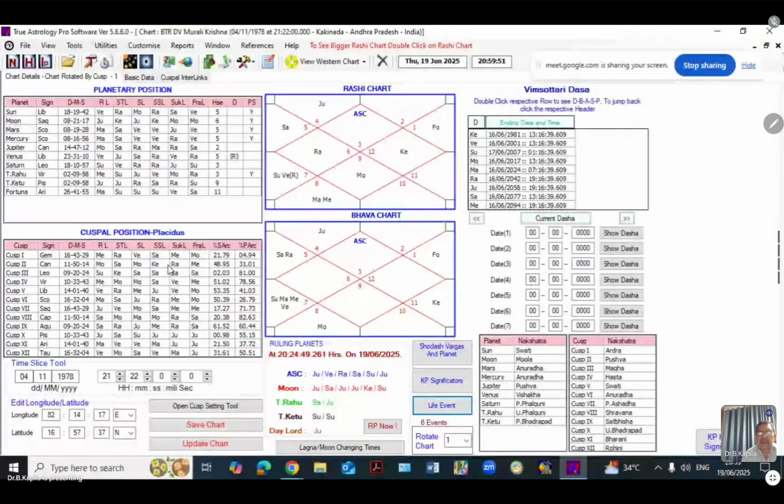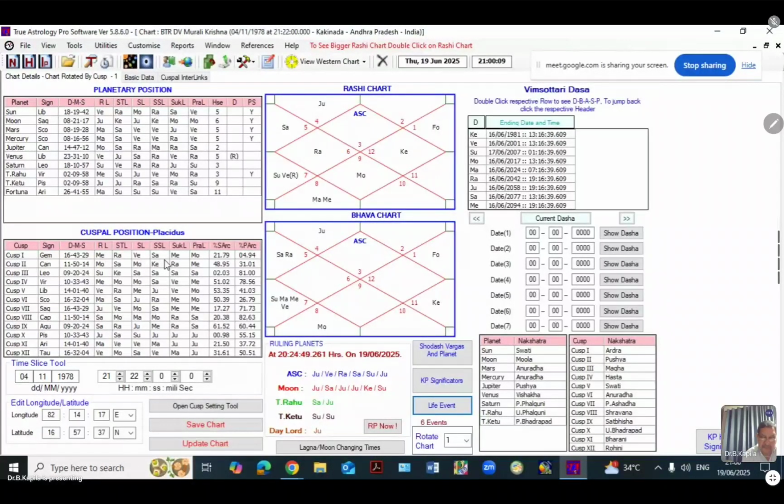We are not talking about the cuspal interlink table. We will come to it later on. No need. Simply what we are checking is the co-rulers of Sun, we are writing the co-rulers of Moon, we are writing the co-rulers of ascendant.